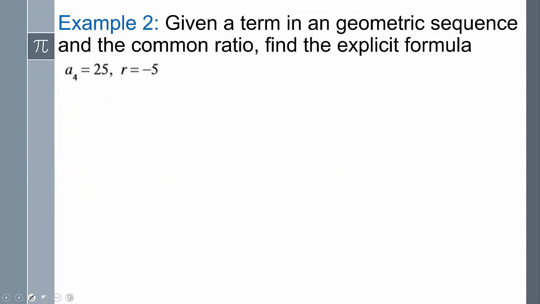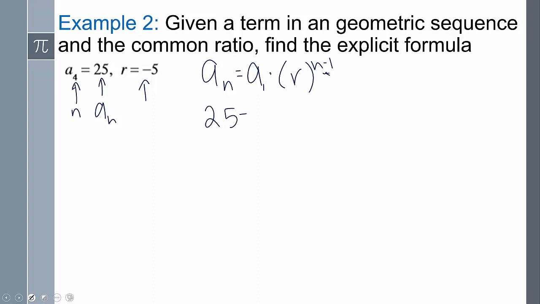Now, we're going to take a look at the geometric sequence, but everything's essentially the same way. If I know that my formula is a sub n equals my first term times my r to the n minus 1 power, well, plug in the information that I have. So this right here is your n. This is the a sub n, and then there's my common ratio r. So I have 25 equals a sub 1 times my r to the 4 minus 1, so that's 3.